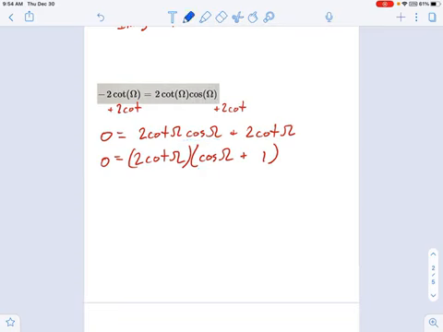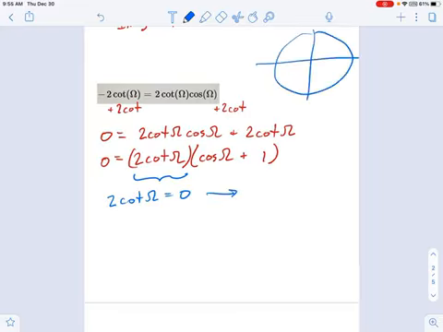And now what's left is to solve this. From this guy right here, I get 2 cotangent of omega equals 0. Well, that's no problem. If you remember what cotangent looks like, where's the cotangent equal to 0? It's on these points right here. That's cotangent equal to 0. So what do we get there? That's going to be omega equals, looks like, pi over 2 and 3 pi over 2.